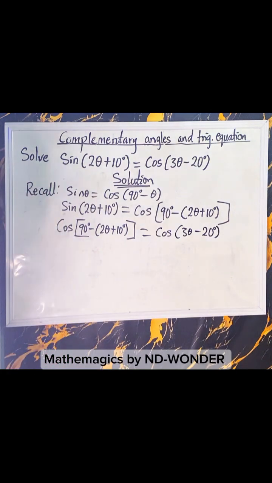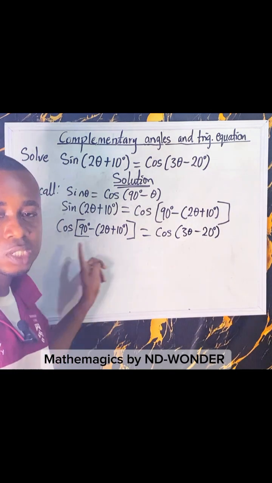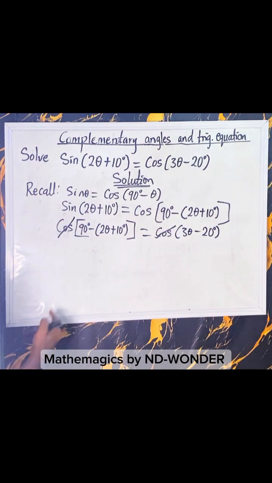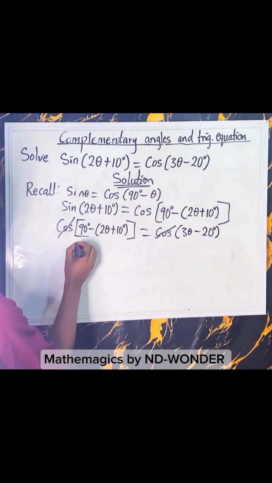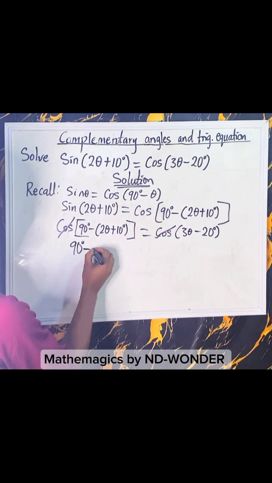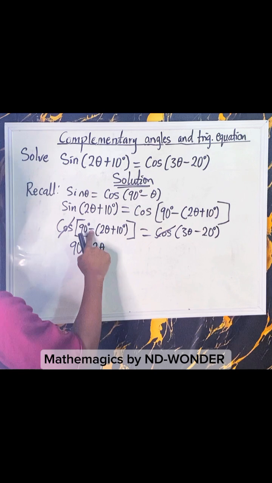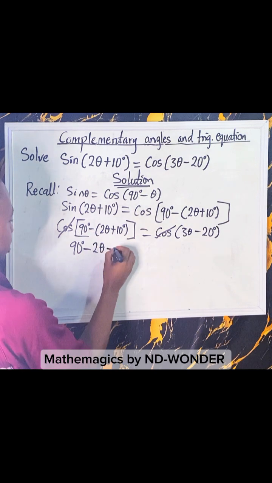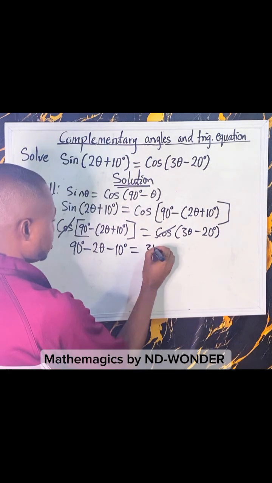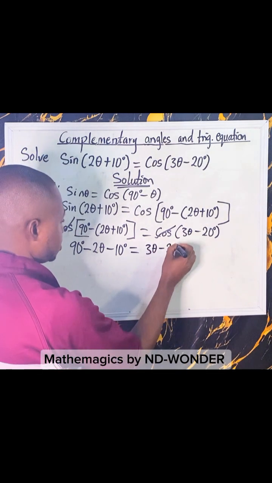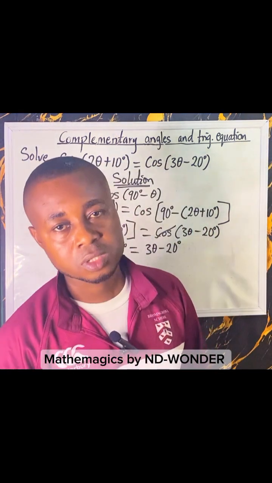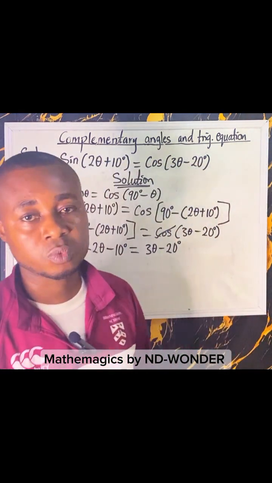What's your observation? You discover that we're having cos both sides, right? So we can actually cancel both sides. In that case, we are having 90 degrees, then minus times 2 theta is minus 2 theta. Minus times plus 10 is minus 10 degrees, equal to 3 theta minus 20 degrees. You can see the equation that has been gotten. Everybody is much conversant with this equation.